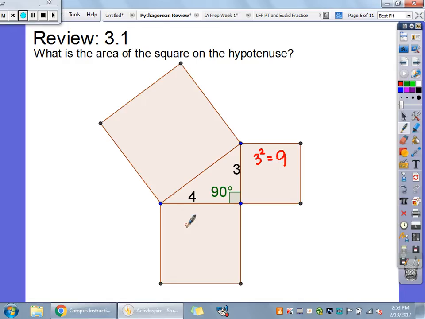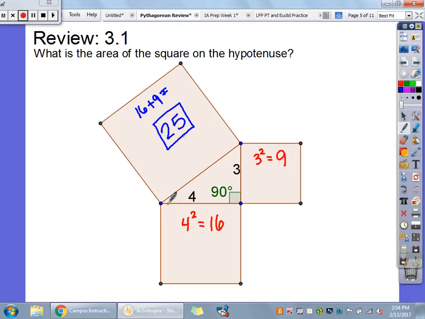And same thing down here. The area down here is 4 squared. And 4 squared is not 4 times 2, it's 4 times 4. So 4 times 4 is 16. And then in order to find the area of this square here, we take these two areas and add them together. So we would take 16 plus 9, and that's going to give us the area of 25, okay? So the area of this square right here is 25.